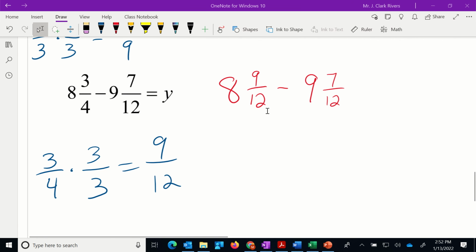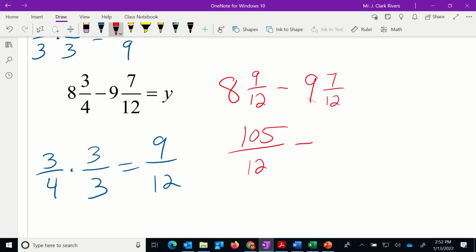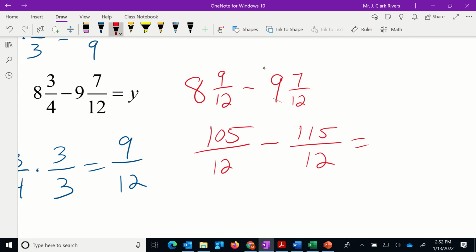8 times 12 is what? 96. What's 96 plus 9? 105. So we get 105 twelfths minus, what's 9 times 12? 108. Oh wait, 108 plus 7, right? 115, right? 9 times 12 is 108. 108 plus 7 is 115. 12ths. Questions on that? We then subtract.